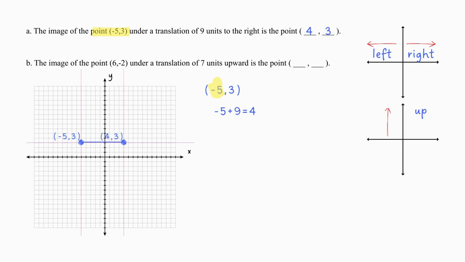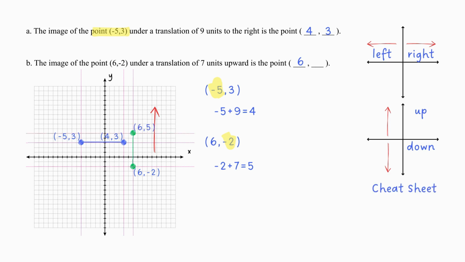For part B, now, when we move up or down, we are only changing the y-coordinate, which is the second number. The x-coordinate stays the same, because we aren't moving left or right. Since we aren't sliding sideways, the x stays at 6. As for the y-coordinate, our starting point is -2. Moving upward means we are going higher on the graph. That means we add. -2 plus 7 is equal to 5. So the new coordinates after moving up are 6, 5.